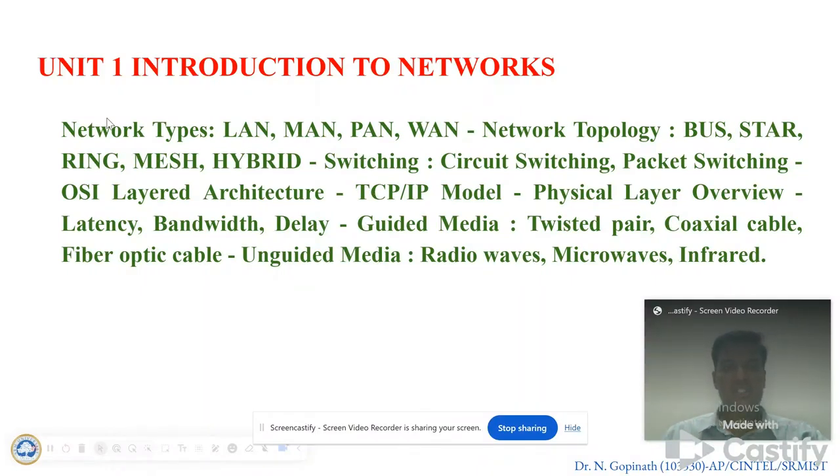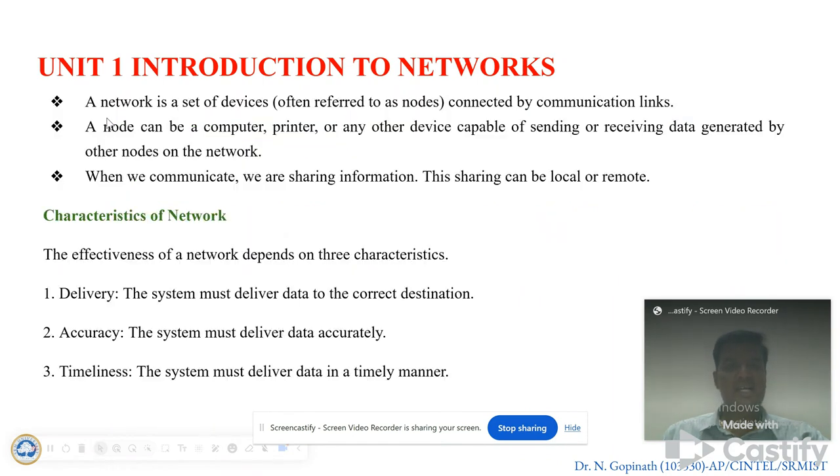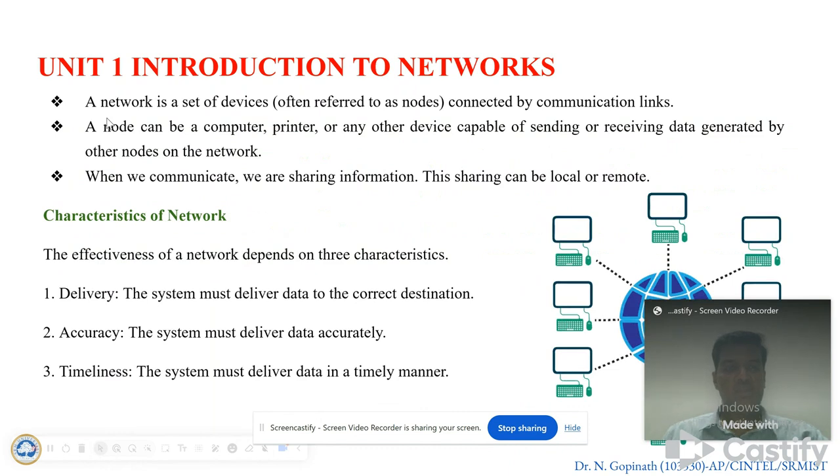So these were the topics which were covered under Unit 1, that is Introduction to Networks. Let us start with the introduction part. So first I am just defining what is meant by the term network. A network is a set of devices connected by communication links. A node can be a computer, printer or any other device capable of sending or receiving data generated by other nodes on the network. When we communicate, we are sharing information. This sharing can be local or remote.